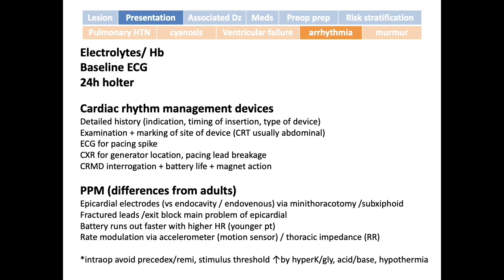The myocardial stimulus threshold for mechanical capture is also raised by hyperkalemia, hyperglycemia, blood acid-base imbalance, as well as hypothermia, so it is important to avoid these states to ensure good pacemaker function.